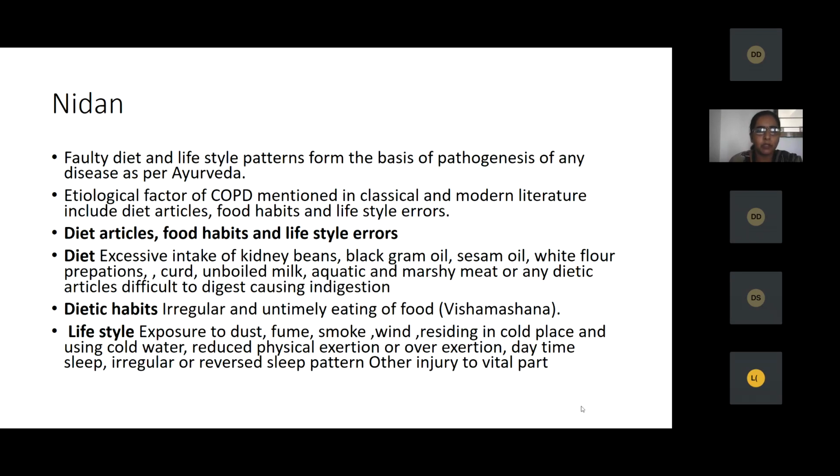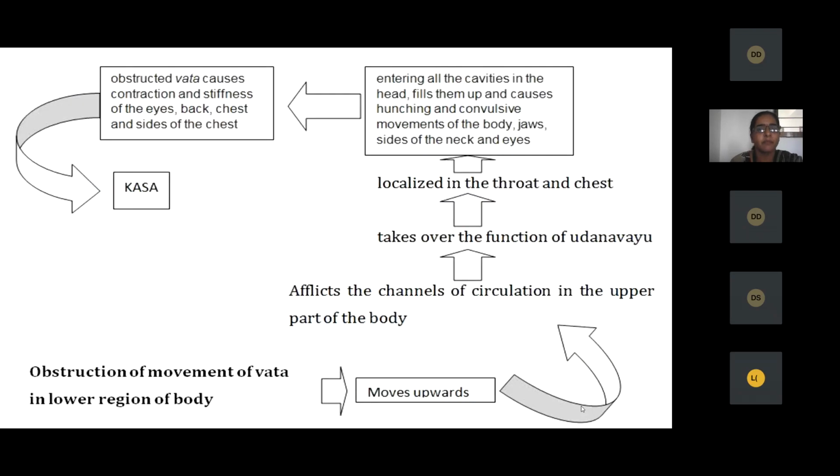Lifestyle, that means exposure to dust, fumes, smoke, wind, residing in cold places and using cold water, reduced physical exertion or overexertion, daytime sleep, irregular or reversed sleep pattern, and injury to vital organs, which is the marma part also. This is the samprapti of COPD.